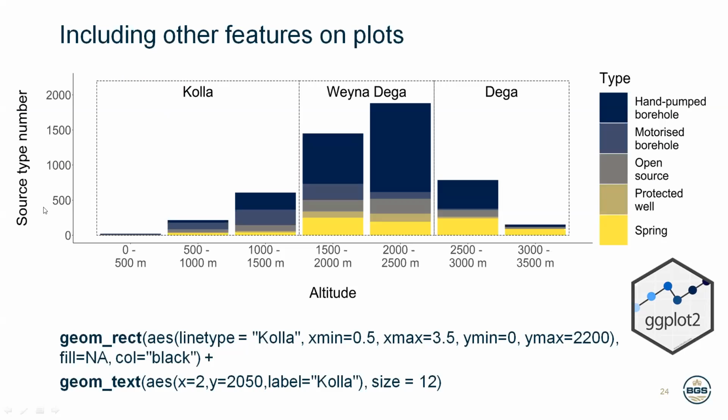So this one shows the total number of source types within each area and each altitude. I think the really nice thing here is you have so much control over ggplot2 that you can really start to break things down into its different component parts and very clearly show that using visualizations.